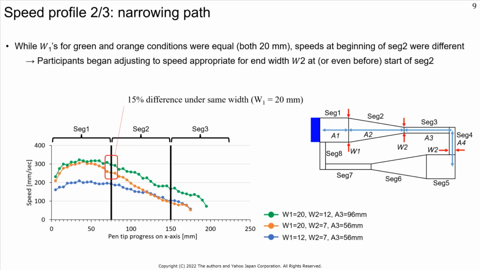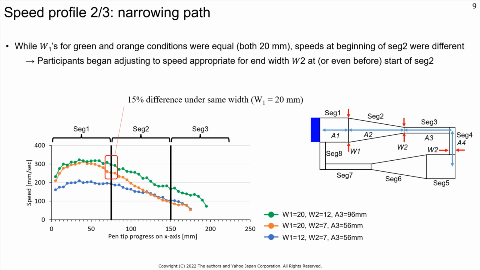Next is the result of the narrowing path. Because the path width decreased in segment 2, the speed decreased in this area. However, for the green and orange speed profiles, the path width at the beginning of segment 2 was the same, 20 mm. But the speeds were different by approximately 15%. The participants seemed to begin adjusting to a speed appropriate for W2 even before the start of segment 2.